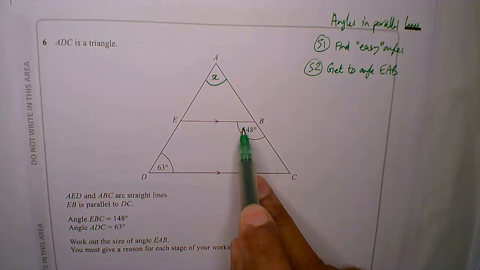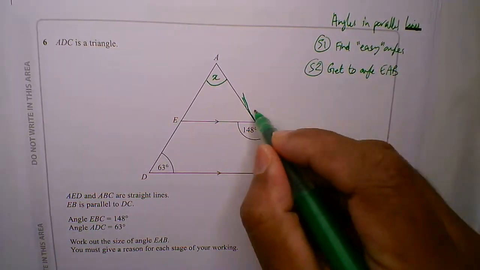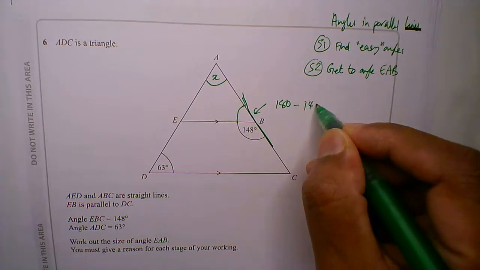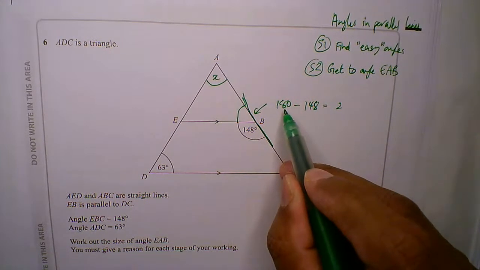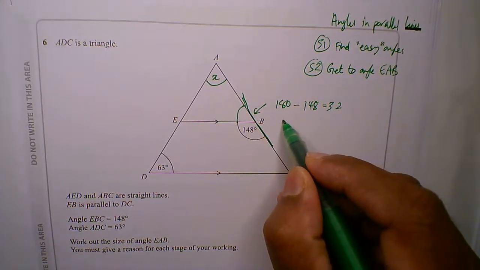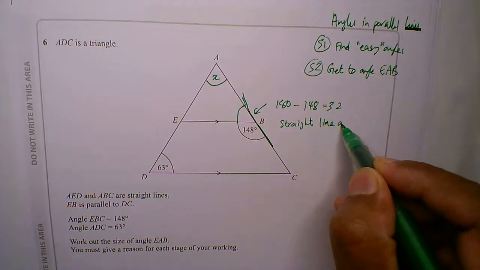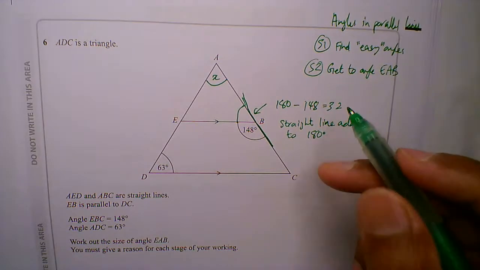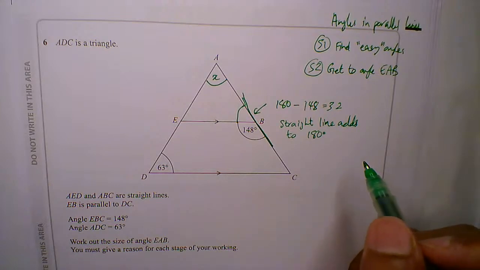Now, clearly this is a straight line. A straight line is 180 degrees. So this angle here becomes 180 minus 148. If I add 2 more, I get to 50, and then I add 30 more to get to 80. So this is 32, and the reason is a straight line adds to 180 degrees. I'm just writing the reason down, and then later on I'll use my space to work that out. So this is 32.